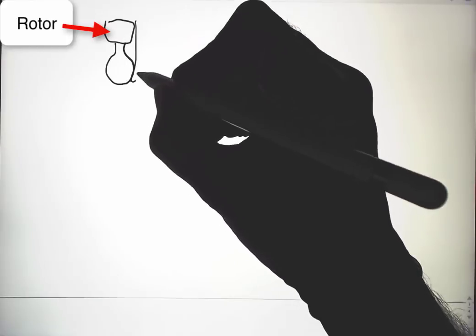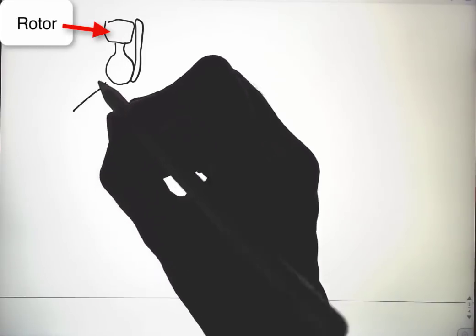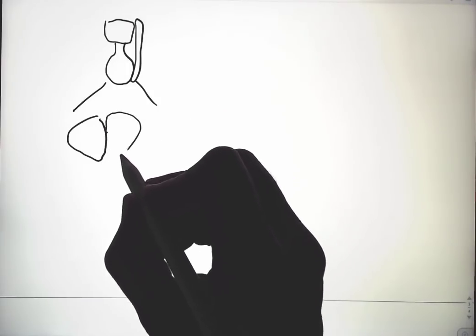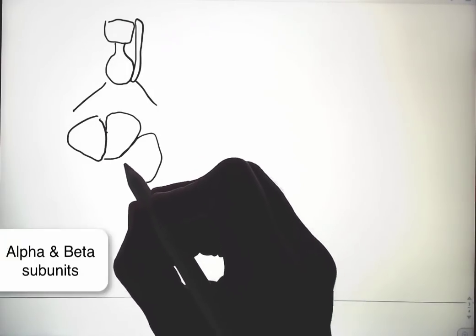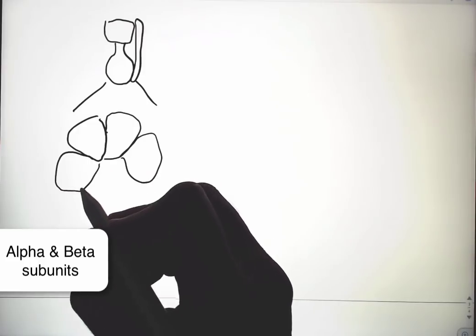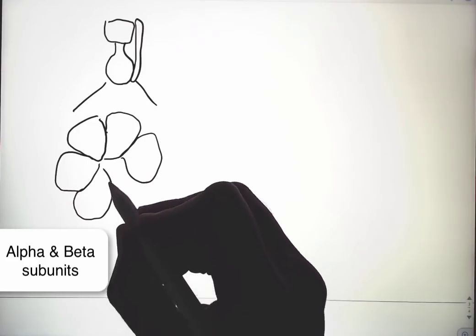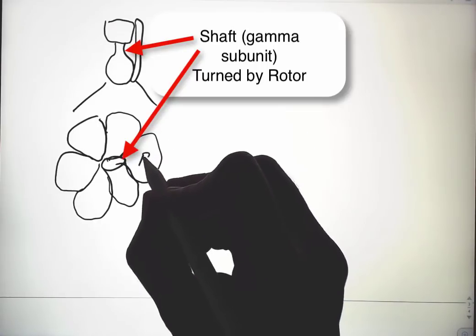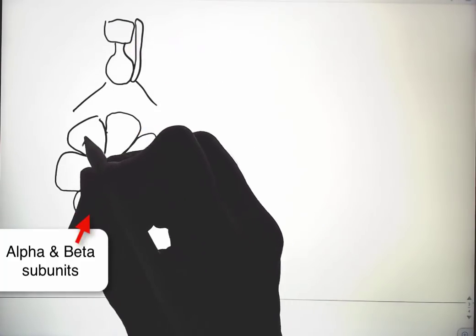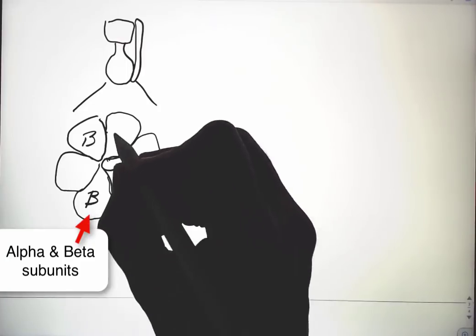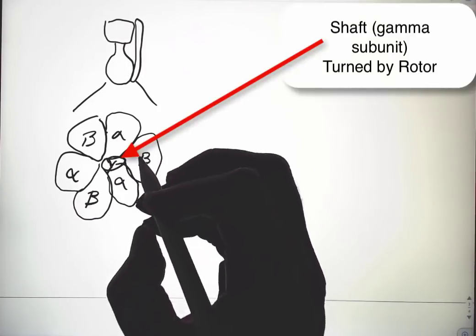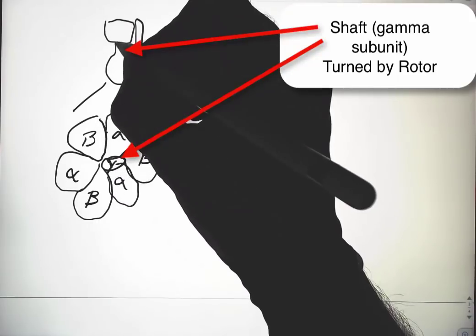Here's again the rotor and the location where ADP and phosphate bind. And if we looked at it from below here, we'd see the 6 subunits, roughly triangular in shape, with a central portion, the central shaft. There are 3 beta subunits and 3 alpha subunits. And these are the areas where ADP and phosphate bind.